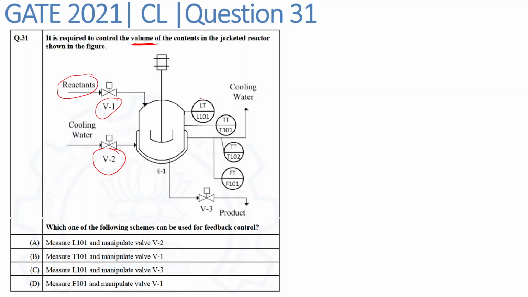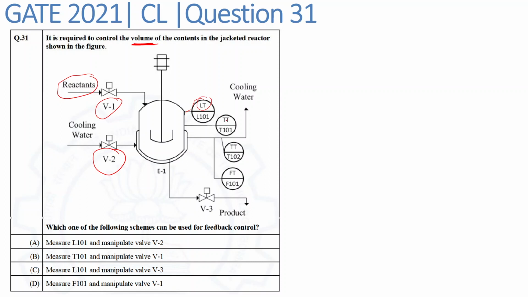Then this symbol shows the level transmitter. LT means level transmitter. Since it is connected to this reactor, we are measuring the level of this reactor using this level transmitter. When we say I'm measuring the level of this reactor, basically I can calculate the volume using this level. So we are ultimately measuring the volume of the contents in this reactor using this level transmitter.